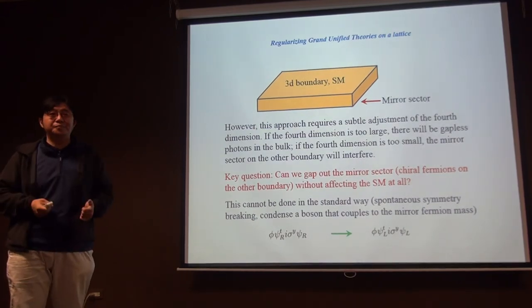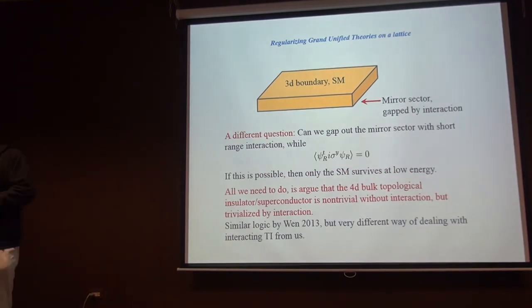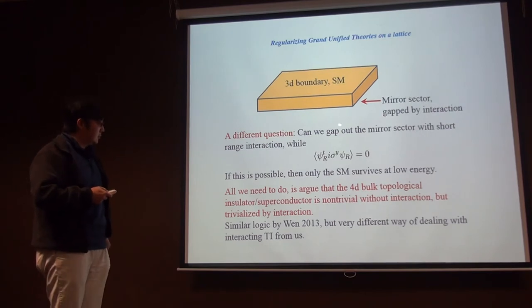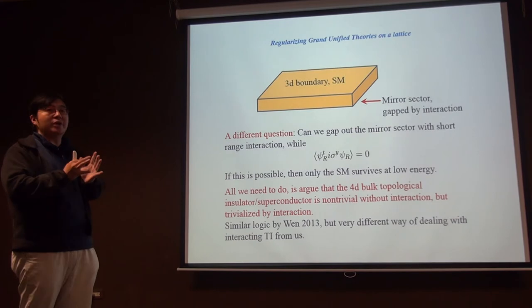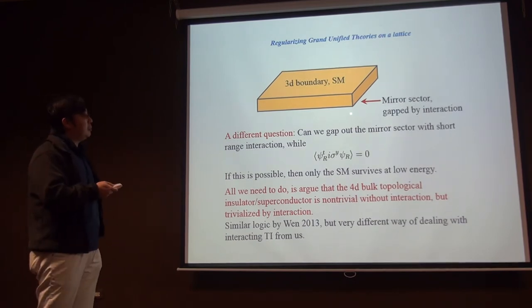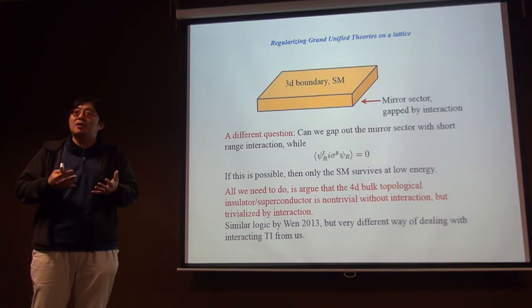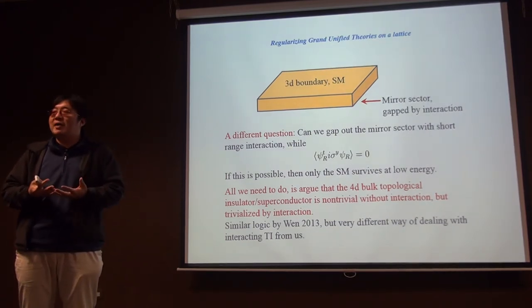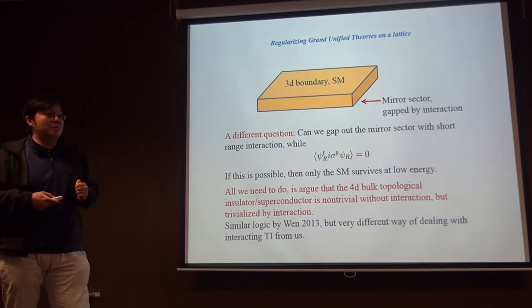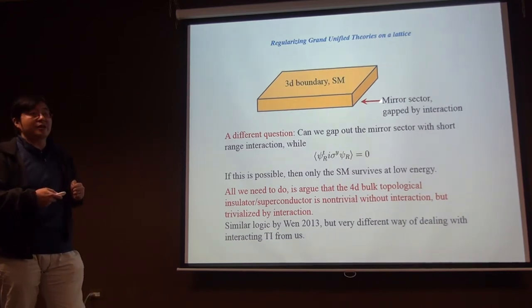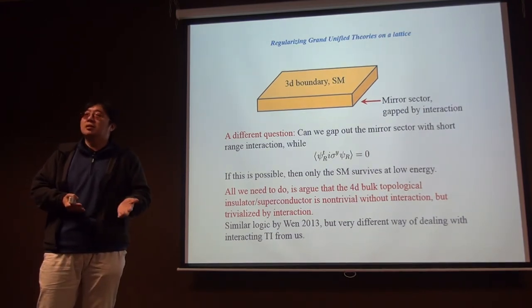Okay, anyway, so now the question becomes this. Can we gap out the middle sector by interaction, by short-range local interaction? However, when the bottom surface is gapped out, the fermion bilinear quadratic fermion mass operator does not gain any expectation value. Is that possible? If this is possible, then it means that I can gap out the bottom surface without condensing any boson, which coupled to any fermion mass.